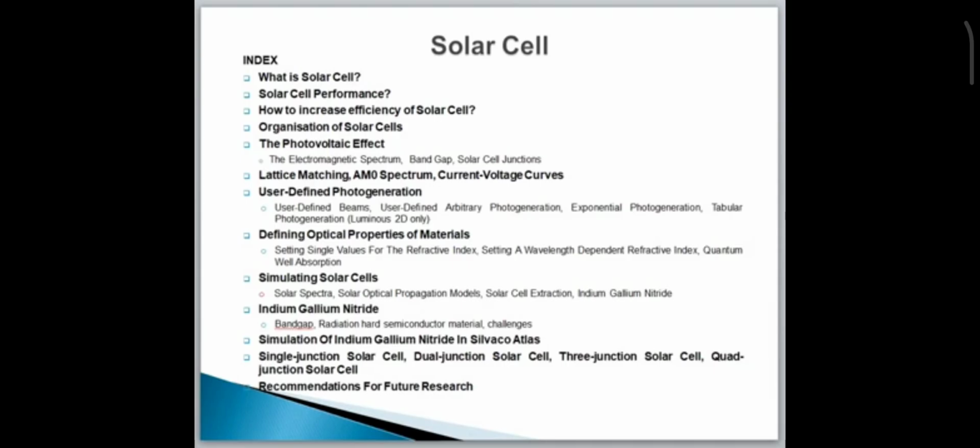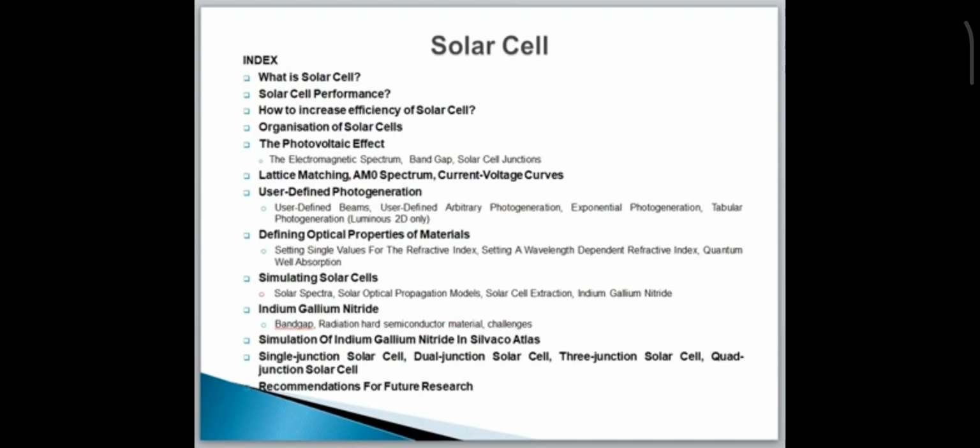In photovoltaic effect, especially electromagnetic spectrum, band gap, and solar cell junction. Solar cell junctions help to increase the efficiency of the solar cell. But there is one problem in that, which is lattice mismatching. Next, we will discuss how to remove the lattice mismatching problem in solar cell.